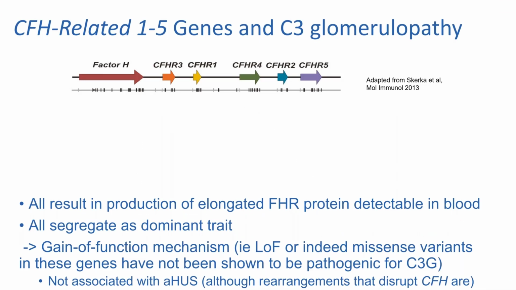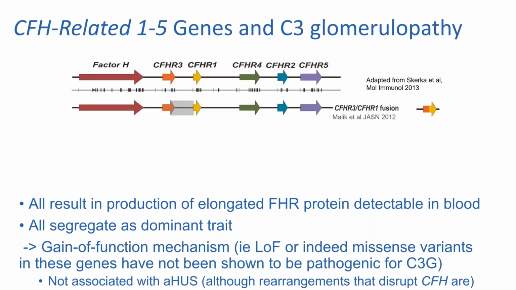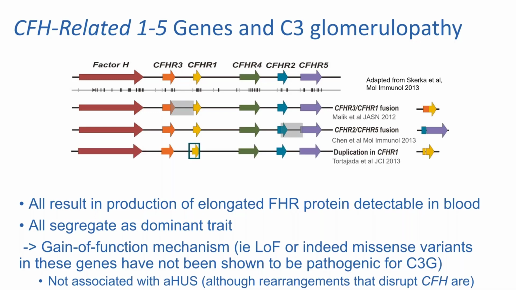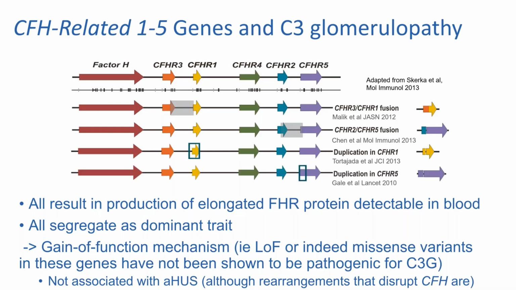The CFH-related 1 to 5 genes have been associated with other molecular defects and C3 glomerulopathy. So there's a CFHR3-1 fusion protein, shown here. There's a CFHR2-5 fusion protein. There's a duplication in the CFHR1 gene and the internal duplication in CFHR5. And in all cases, these result in in-frame duplications of the gene that produce elongated FHR proteins that are detectable in the blood of patients. They all segregate as a dominant trait. And it's thought that a gain of function mechanism explains the disease.